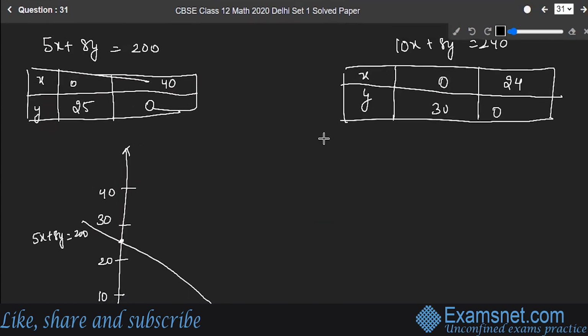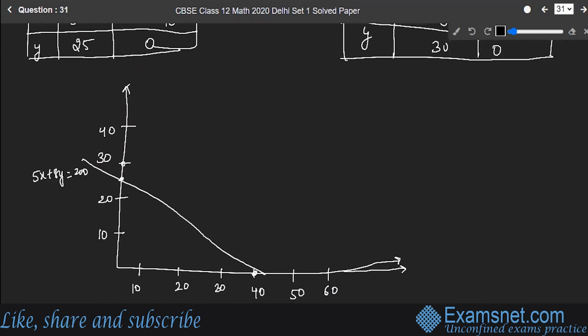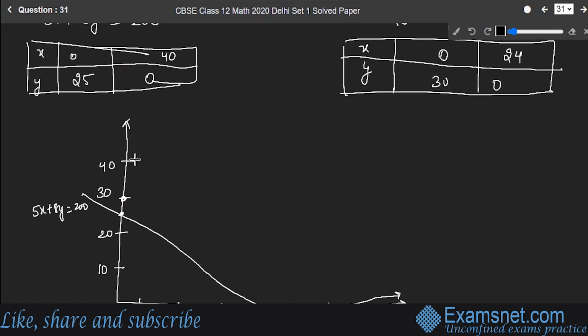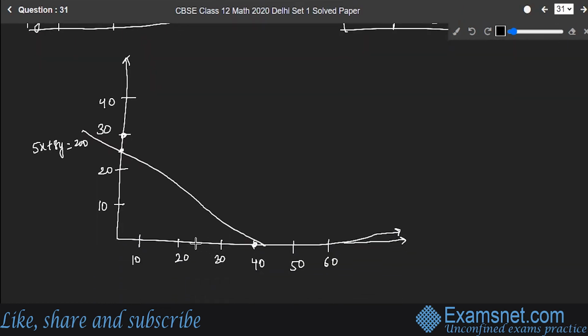The second line, when x is 0, y is equal to 30. So this is the first one. And when y is equal to 0, x is equal to 24. So this is the second point. Okay. So this one is the line 10x plus 8y is equal to 240.